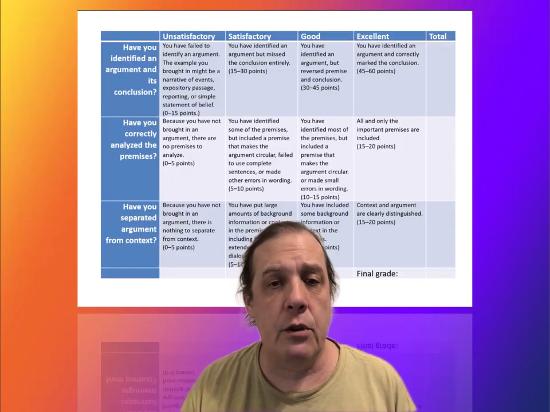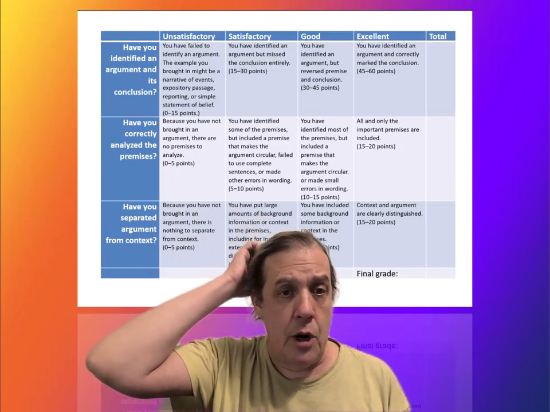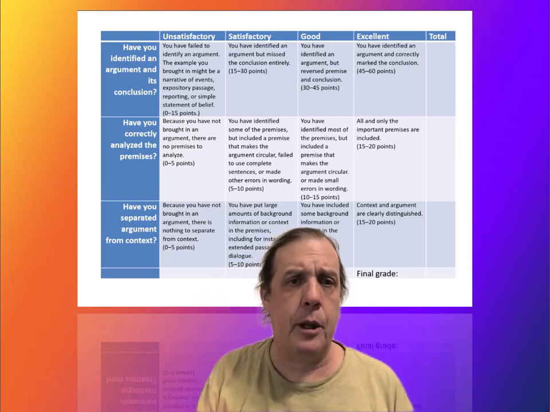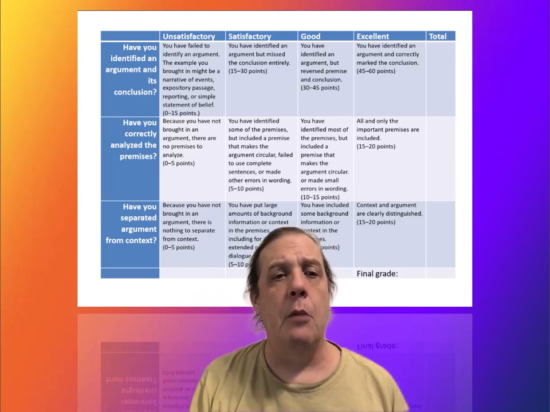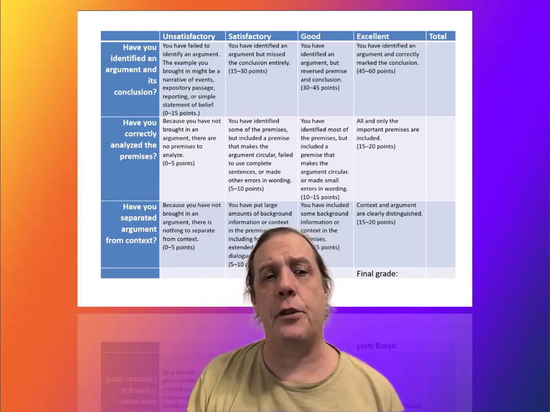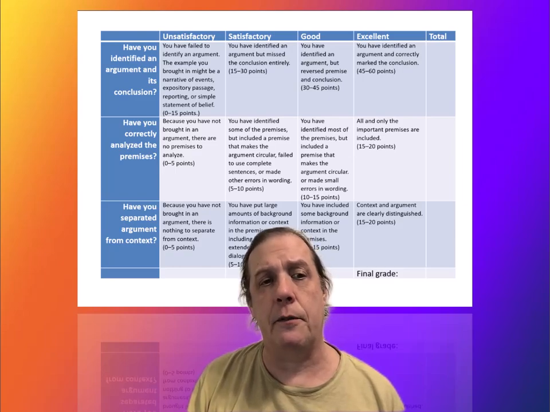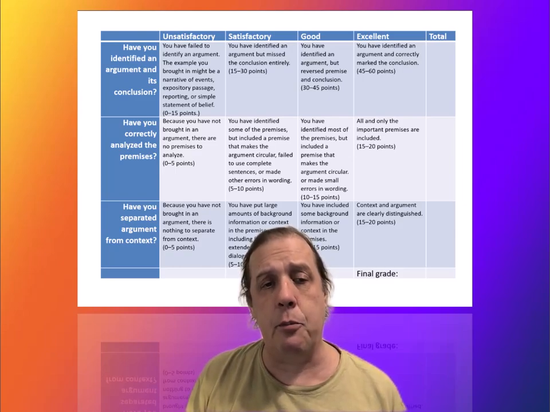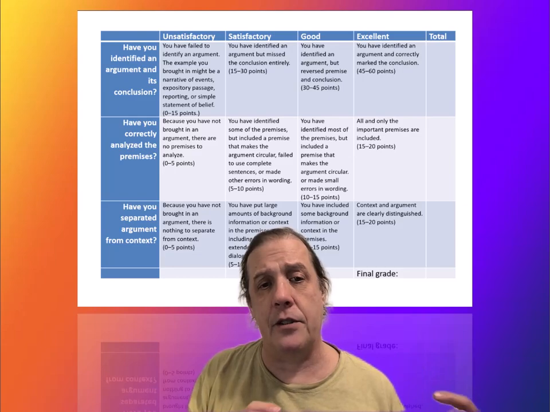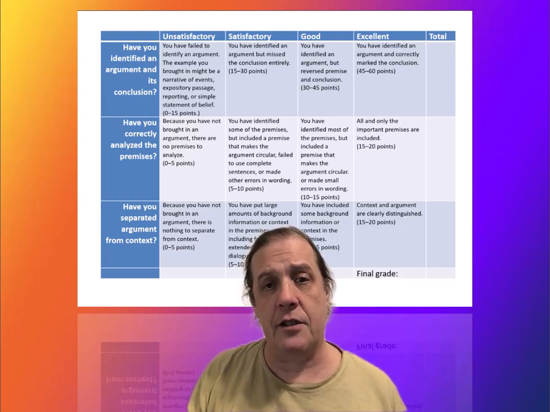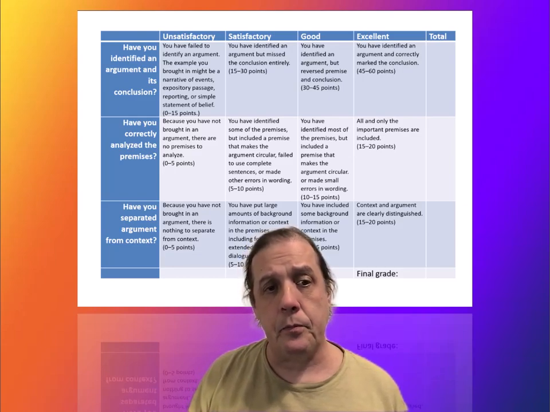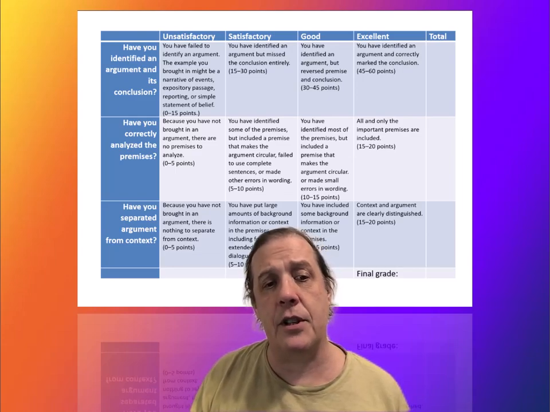All right. I also give you a rubric online. You may not be able to read it in this PowerPoint, but basically, I've got 3 things I'm looking for. Have you identified the conclusion? Have you brought me an argument and identified its conclusion? And that's like 60 points right there. Have you correctly identified the premises? And have you correctly separated argument from content? That's another 20 points each for those 2.